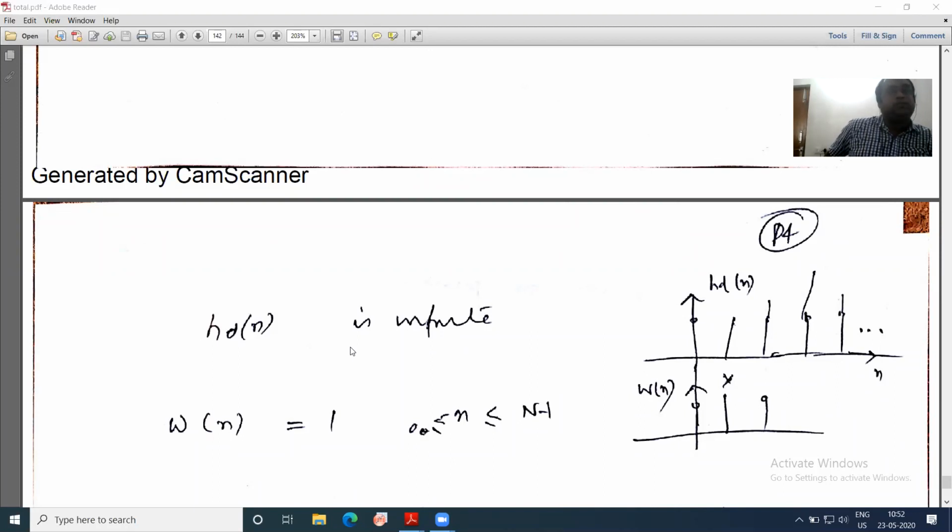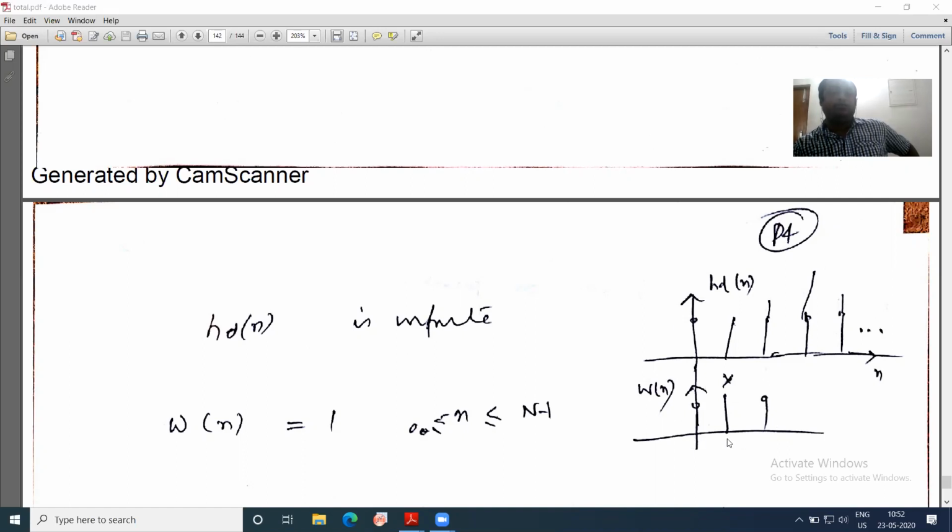However, we are trying to design a FIR filter, which is finite impulse response. If I want to have finite impulse response, then I have to make this infinite hd of n a finite series. How do I do that? I have to multiply hd of n with some w of n. w of n is known as the window function. If we multiply this, then what happens?